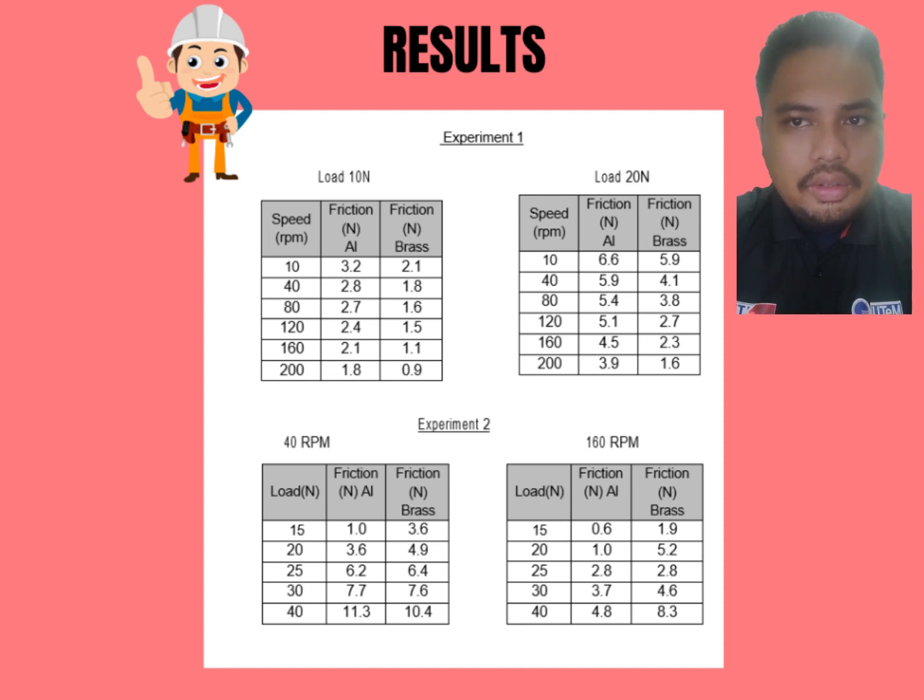And for the second experiment, we use a constant speed, which is 40 rpm, and adjust the load from 10 to 40 Newton. As we can see, the friction for aluminium and brass is steadily increasing, and when we set the constant speed at 160 rpm and change the load from 15 to 40 Newton, the friction reading of the aluminium and the brass is steadily increasing when the load is steadily increasing.